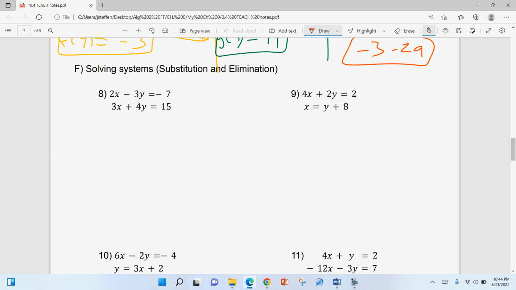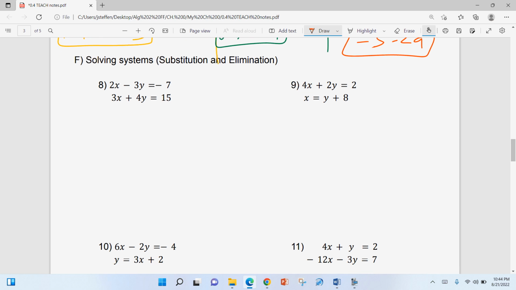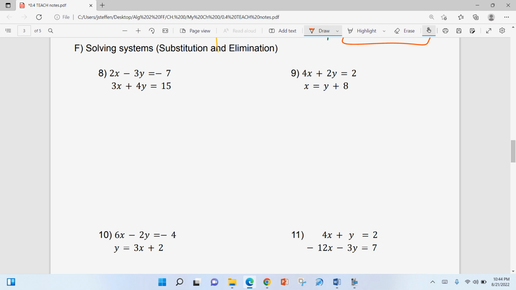Okay, going on to systems of equations. Hopefully, this is one of those things that's a little bit more difficult in Algebra 1, but hopefully you have a little bit of a handle on it. But if not, that's okay. That's why we're getting this review.